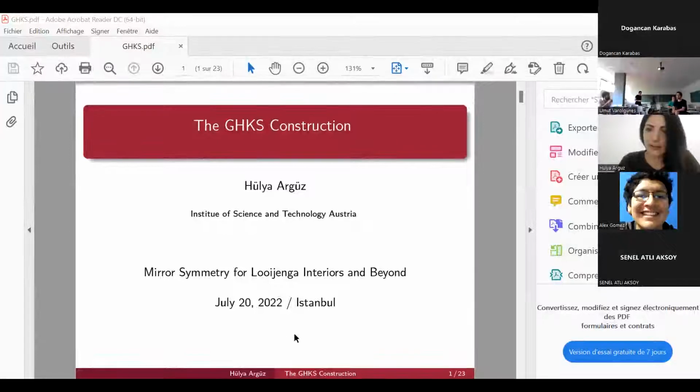We have Hulya Arguz from the Institute of Science and Technology, Australia. And she will talk about the GHKS construction. And I should also note that she's sick and she's kind enough to give us a lecture. So she will summarize the slides for us.